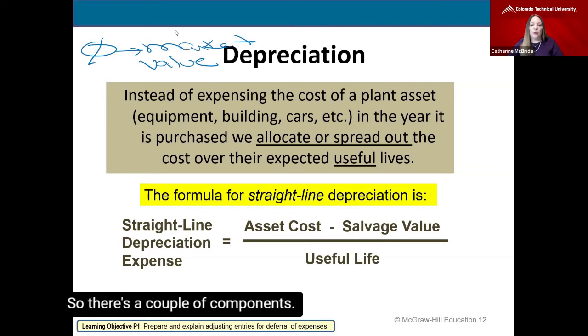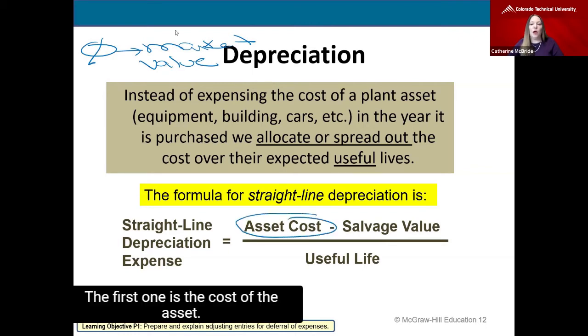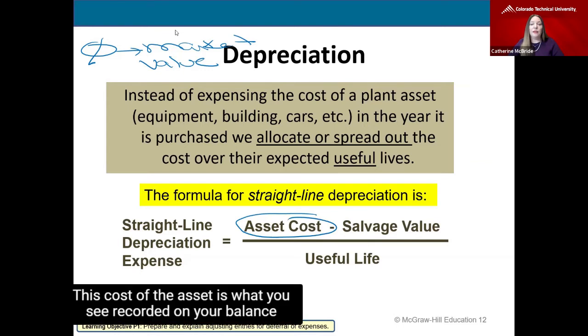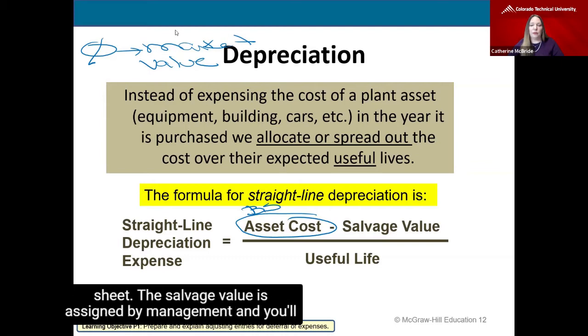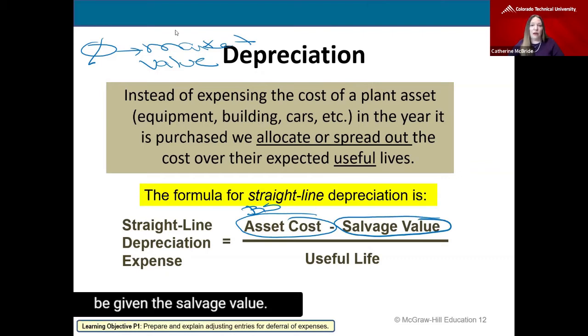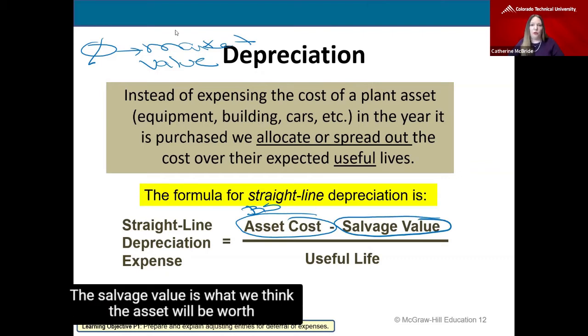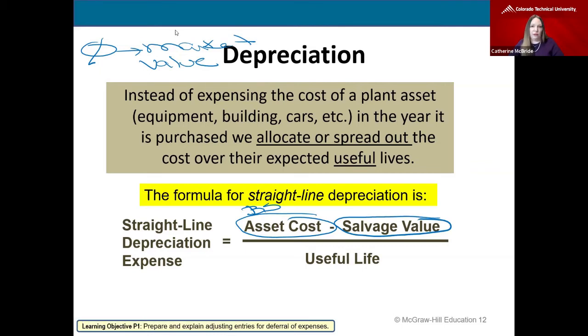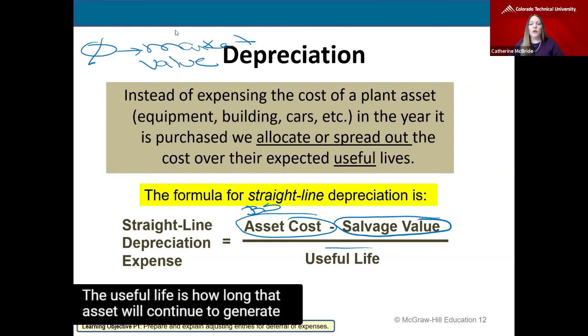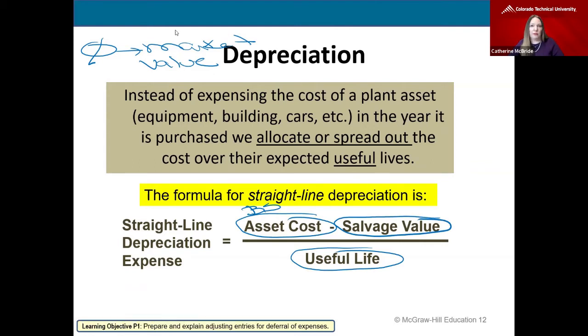So there's a couple of components. The first one is the cost of the asset. This cost of the asset is what you see recorded on your balance sheet. The salvage value is assigned by management, and you'll be given the salvage value. The salvage value is what we think the asset will be worth at the end of its useful life. The useful life is how long that asset will continue to generate revenue for us.